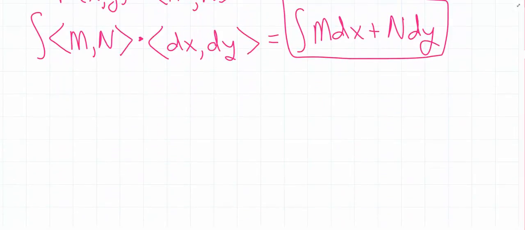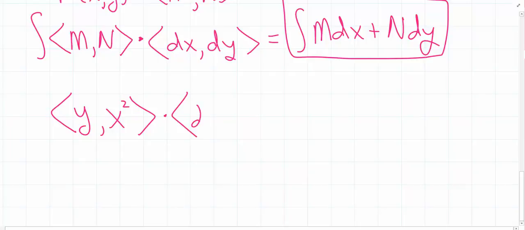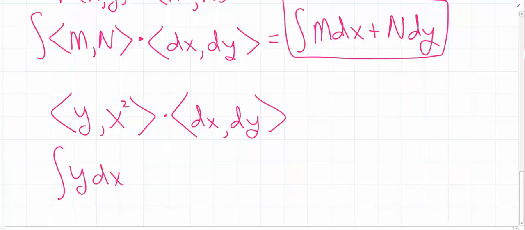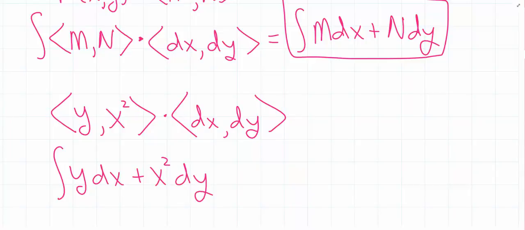Okay? So here's what we have. We have yx squared. And let's dot product that with dx dy. And we're going to come up with another integral here. Okay? So if we do that, we're going to get y dx plus x squared dy. Okay? That's this, right?